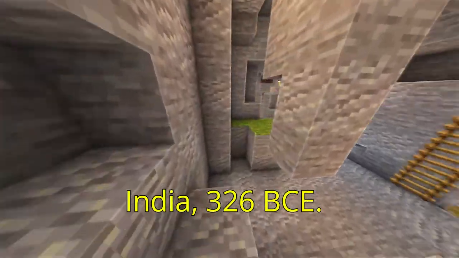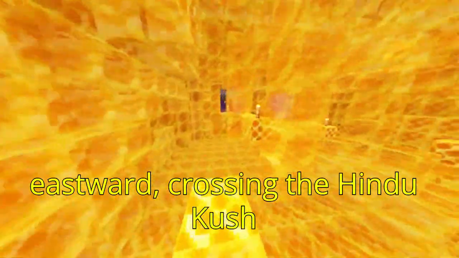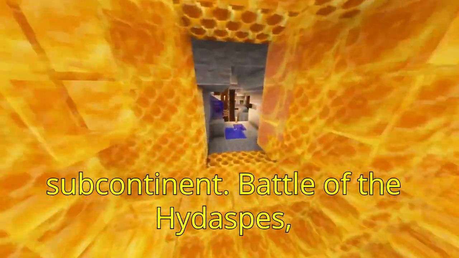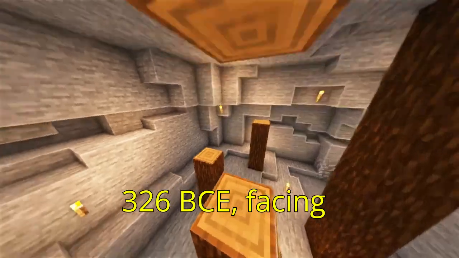1. Invasion of India, 326 BCE. Crossing into India. After his victory in Persia, Alexander continued his campaign eastward, crossing the Hindu Kush Mountains and entering the Indian subcontinent. Battle of the Hydaspes, 326 BCE.